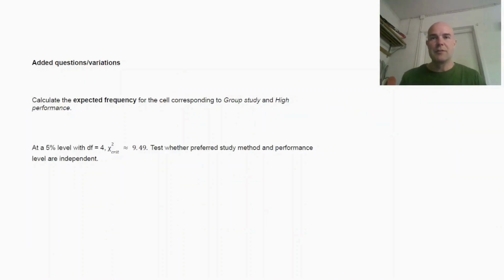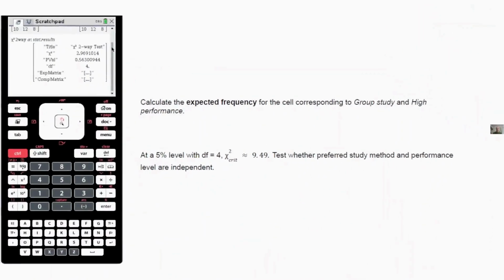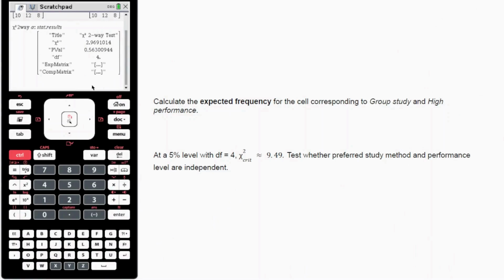So here are some added questions you might face. First, there is a question about the expected frequency for one given cell in our question. And then there is a given chi-squared critical value, and using that, we could make our conclusion as well. So let's start with the expected frequency value first. And we go back to our calculator. This expected frequency value you can find with your calculator.